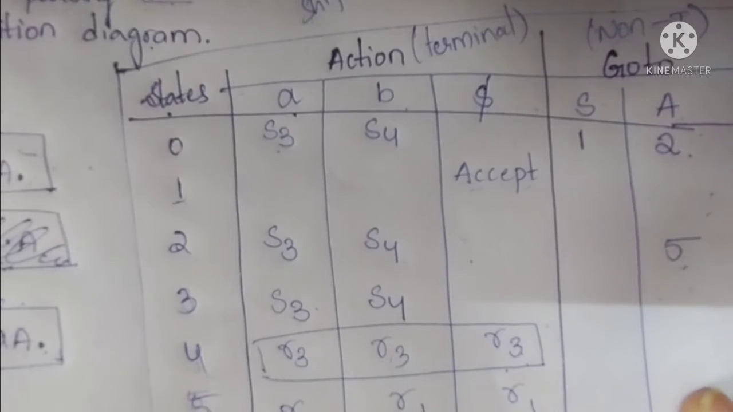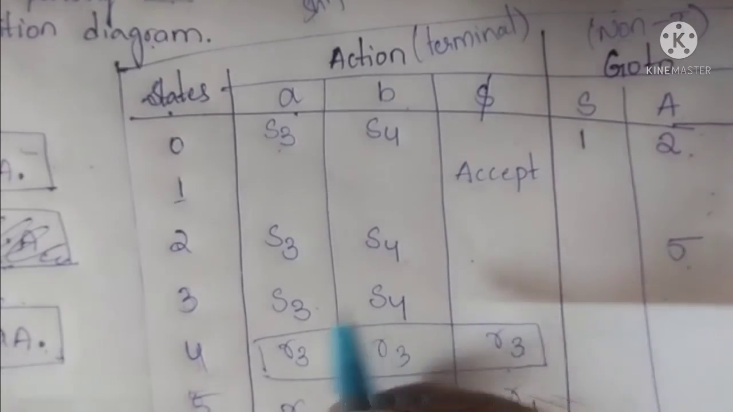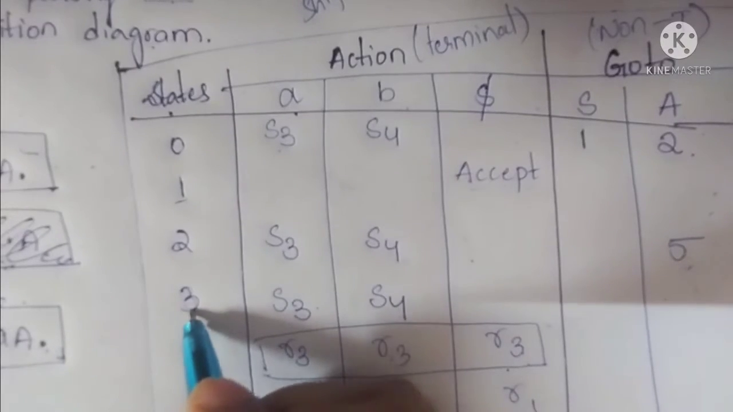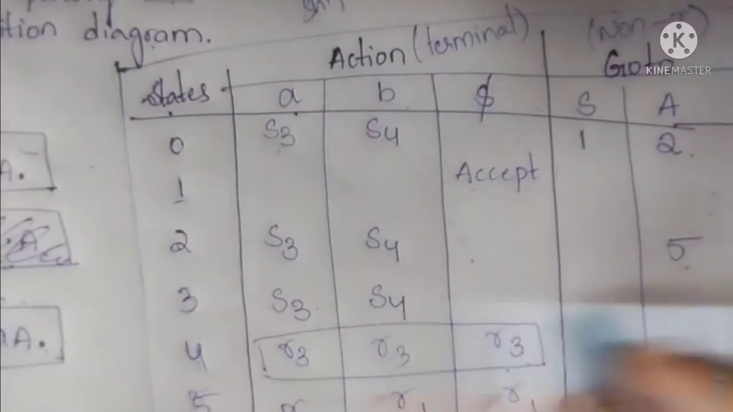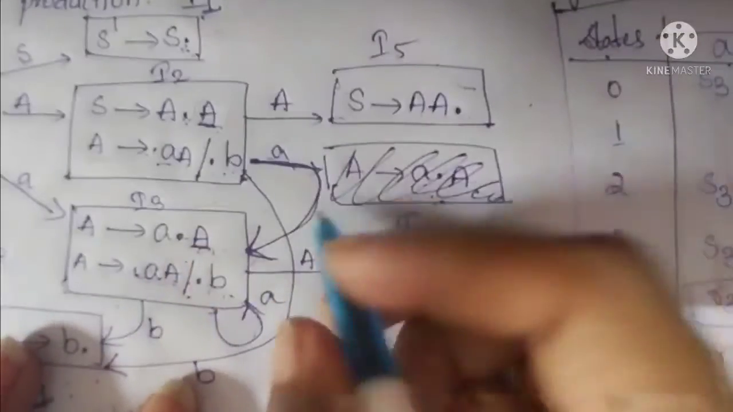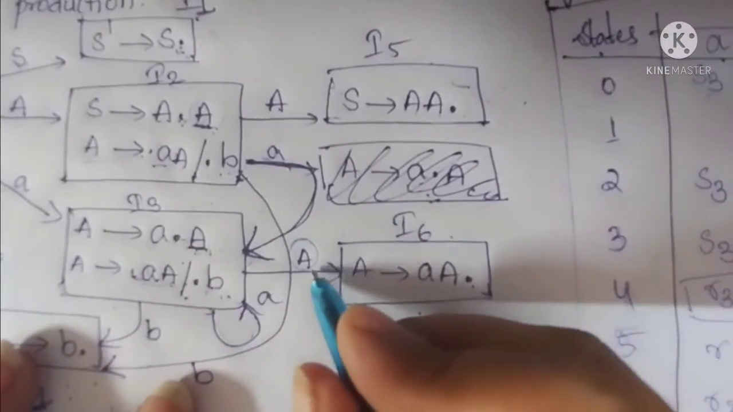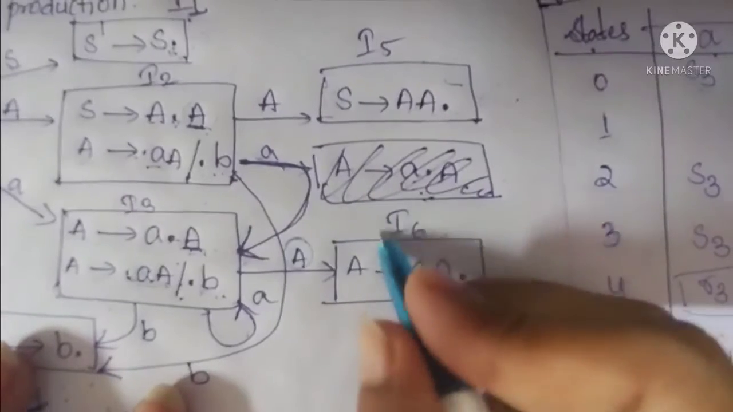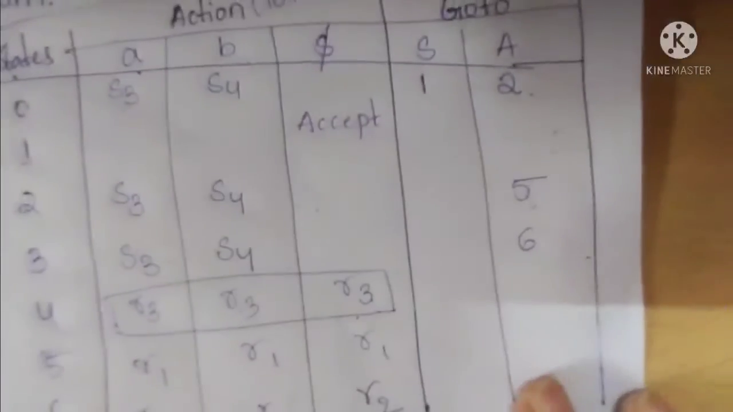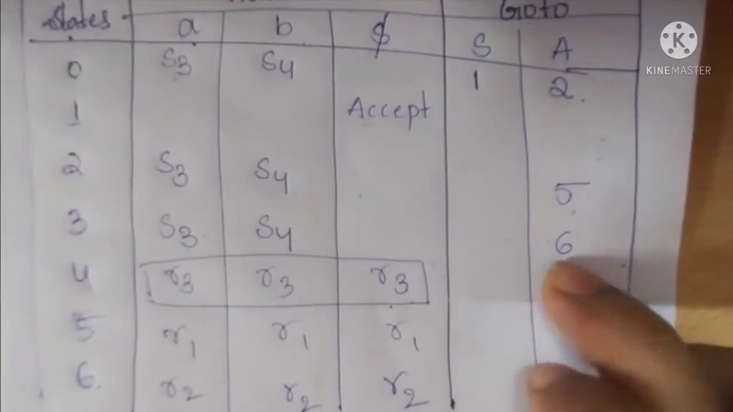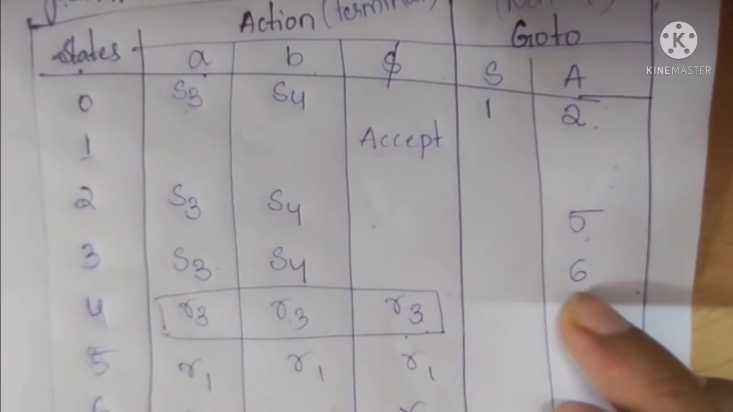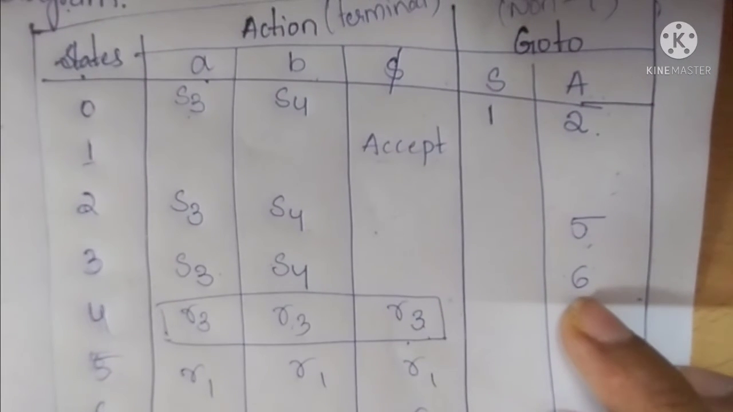See here, in I3 at the A position we are going to the sixth state. In I3 at the capital A position, meaning the non-terminal, we are going to the I6 state. Okay, I forgot to write here, so write here sixth state. Okay, this is the table to construct the parsing table. So this is a parsing table.